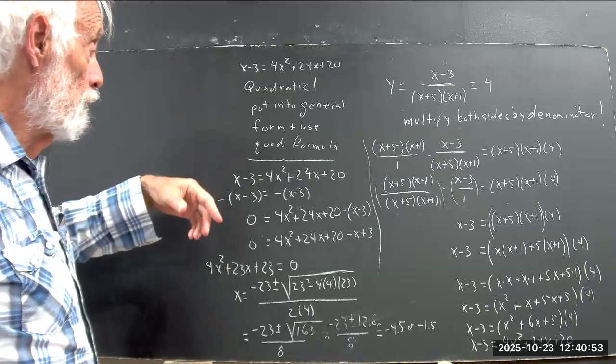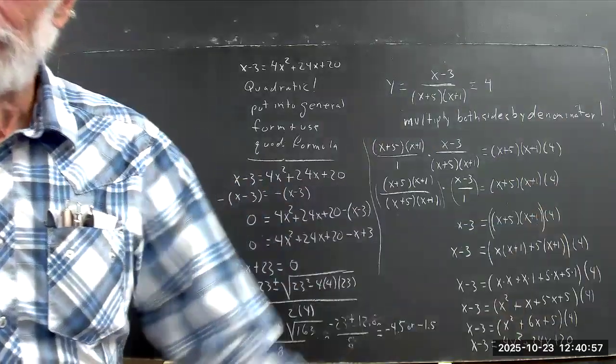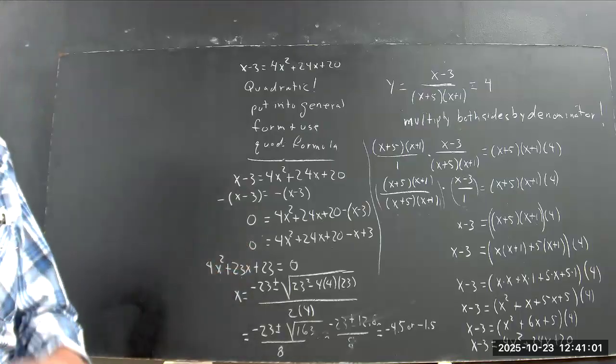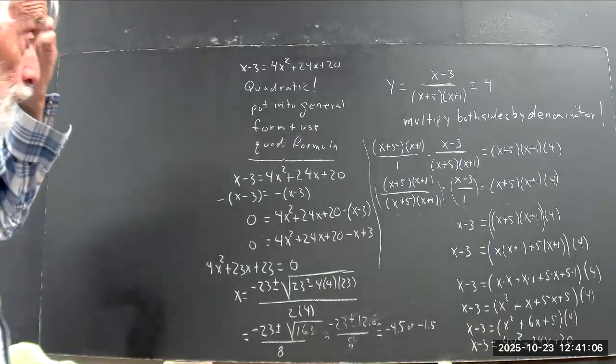So how do we put it in general form? Well, general form is ax squared plus bx plus c equals 0. Now, I'm not writing all that out because we've done enough quadratic equations. You should know that, and know how to use it.